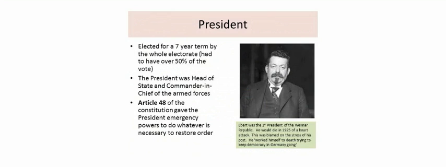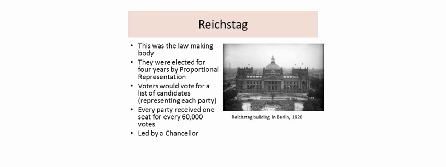Now, many historians argue that the presidency in and of itself isn't too powerful. But as soon as you give it Article 48, it basically doesn't need the Reichstag anymore, and therefore has all the power. But we're going to talk about Article 48 later. So, the Reichstag, on the other hand, is the law-making body. They are the only ones who can pass a law. Obviously, the President has Article 48, but that wasn't designed to be used most of the time. They were elected for 4 years using proportional representation, which we'll discuss in due course. For every 60,000 votes a party got, they got 1 seat, and the Chancellor was in charge.